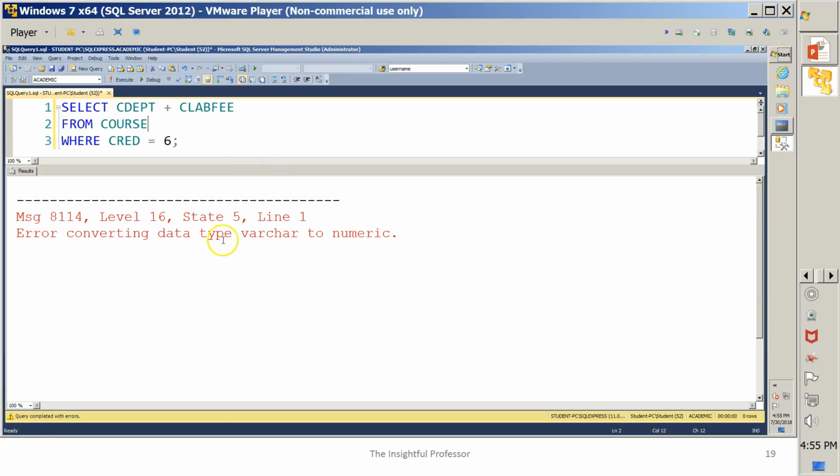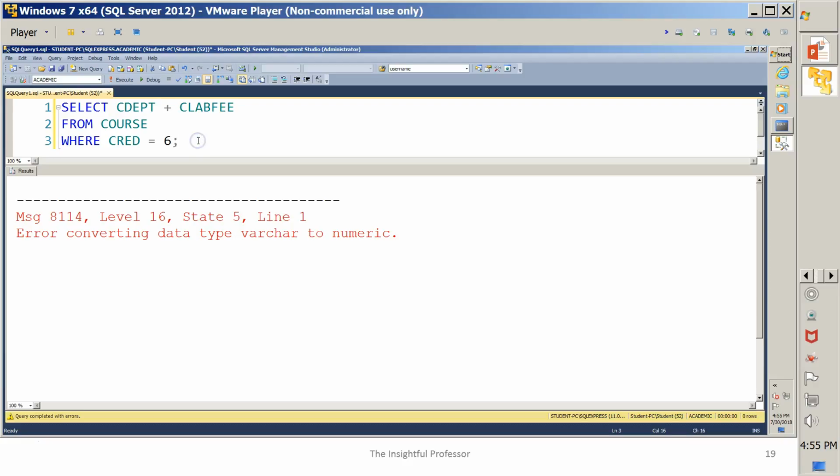It says error converting data type varchar. Remember, that's a variable length character string to numeric. It tried to go the other way. It tried to take this guy here, which is a character string, and convert it to a number so that it could interpret this operation as addition, not as concatenation. That wasn't very nice. Why didn't it go the other way? The other way it should work.